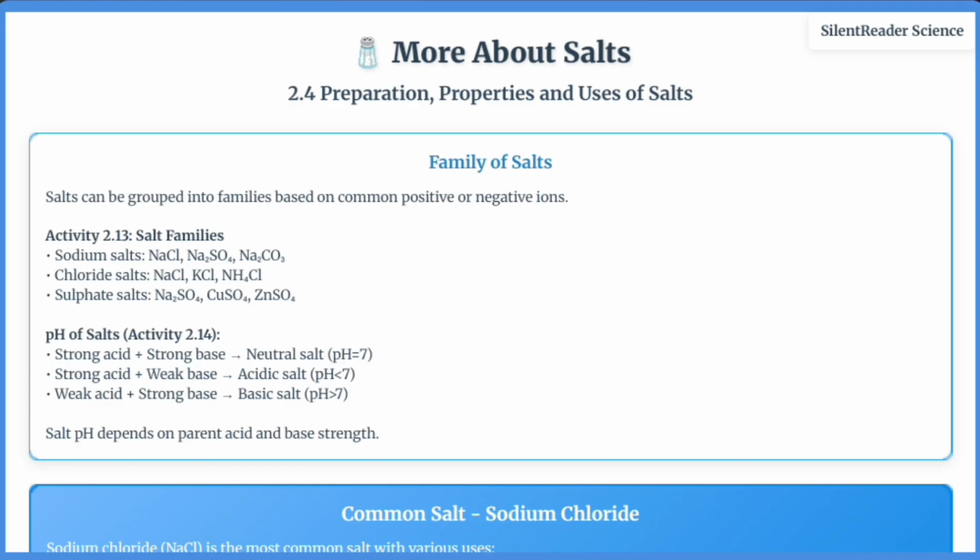Let's explore more about salts, their families, properties, and uses. Salts can be grouped into families based on common positive or negative ions. Sodium salts like NaCl, Na2SO4 belong to one family, while chloride salts like NaCl, KCl belong to another. The pH of salts depends on their parent acids and bases.